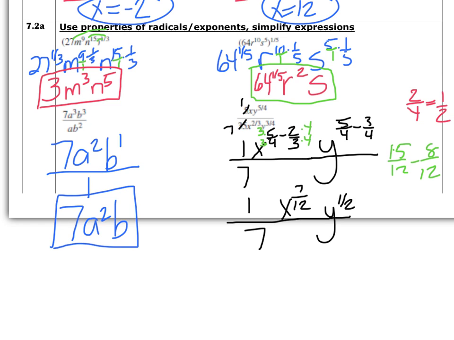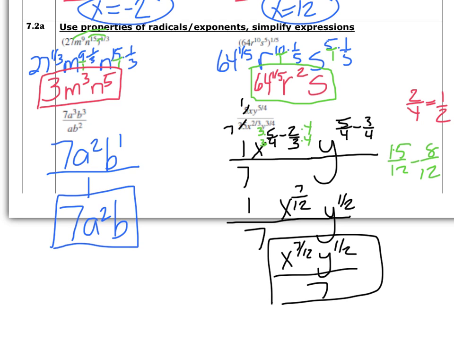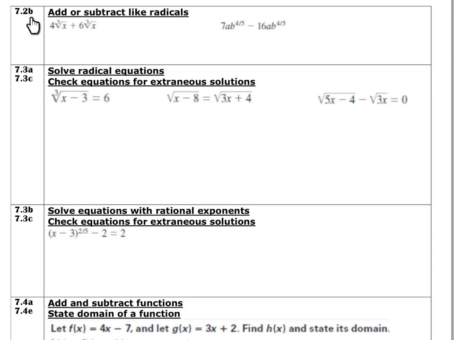So our final answer, once it's cleaned up, is x to the 7/12, y to the 1/2, all over 7, and that's simplified. 7.2b, add or subtract like radicals.